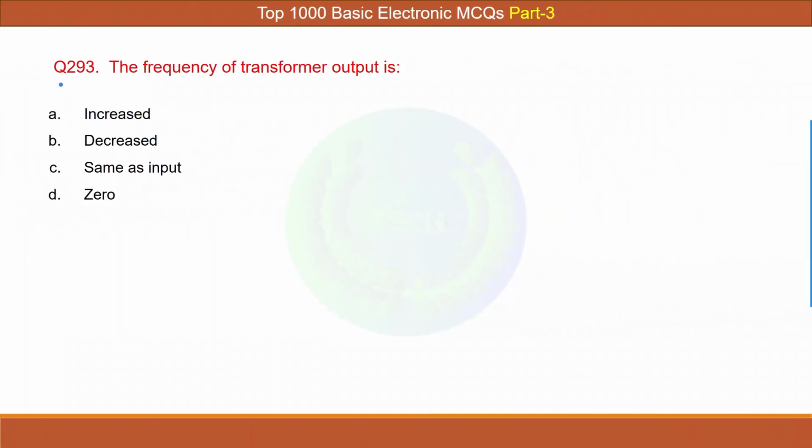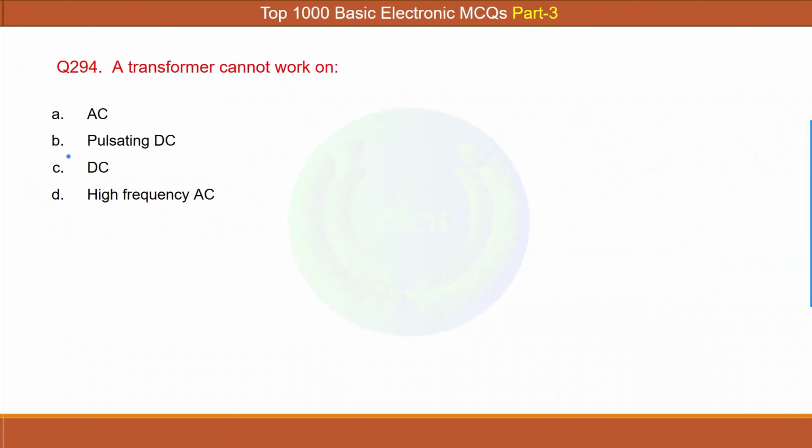Next question, question number 293. The frequency of transformer output is option A increased, option B decreased, option C same as input, option D 0. The answer is option C, same as input.